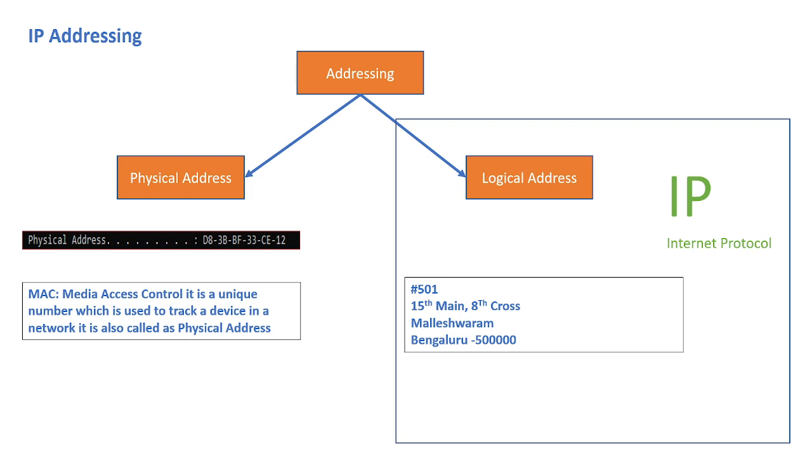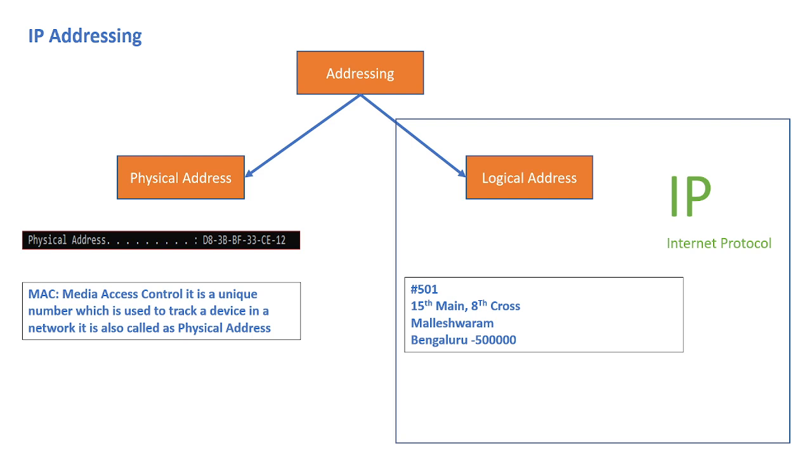And then you have multiple other identification cards: your voter ID, your driving license, your passport. The passport is globally unique. Aadhaar is nationwide unique. Your voter ID is unique state-wise, correct? So every address has its own scope. Similarly, in networking or in IT, we have multiple types of addresses in the computer language. The first one is the physical address, and another one is the logical address.